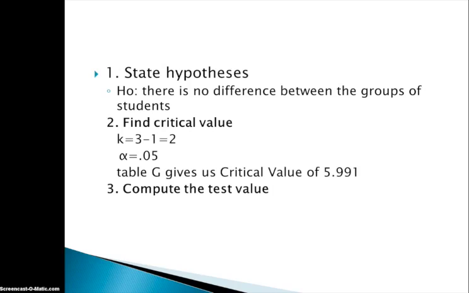Number 2, we find our critical value. We have 3 groups, so k equals 3 minus 1, which means the degrees of freedom is 2, and the alpha level is 0.05. In table G, it gives us the critical value is 5.9191.